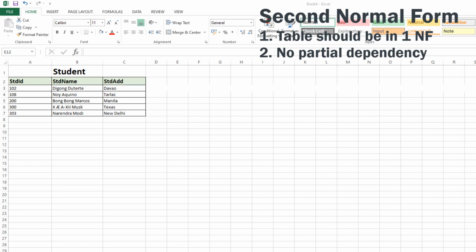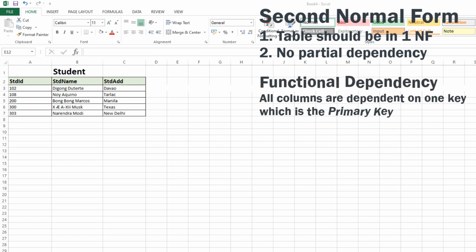Let's see what partial dependency means. Before we talk about partial dependency, let us first understand what functional dependency is. Functional dependency means all columns are dependent on one key, which is the primary key. Okay, that's a little tricky there. Let's understand what a primary key is here.